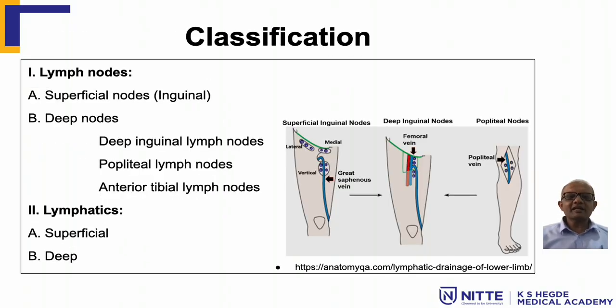Classification of the lymphatic drainage of the lower limb. The two main components are lymph nodes and lymphatics. The lymph nodes have been classified into superficial nodes and deep nodes, whereas lymphatics can again be classified as superficial and deep groups of lymphatics. The deep lymph nodes include deep inguinal lymph nodes, popliteal lymph nodes, and also anterior tibial lymph nodes, which will be discussed in detail later. Now let's go to the superficial inguinal lymph nodes.